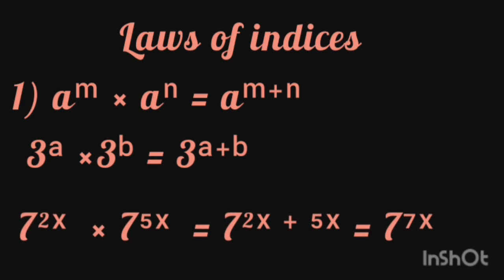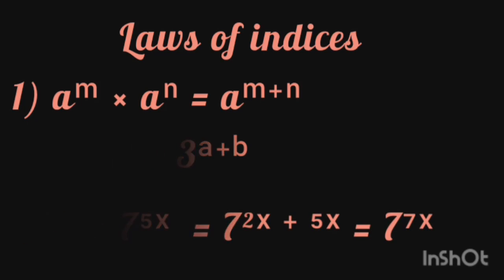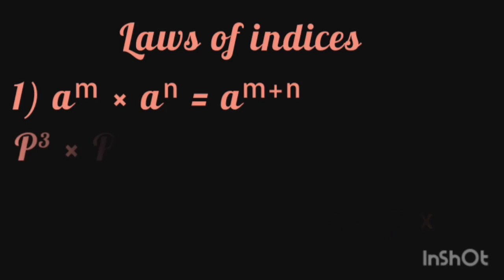7 raised to the power 2x times 7 raised to the power 5x. The bases are the same. Simply add 2x plus 5x. It will give us 7 raised to the power 7x.